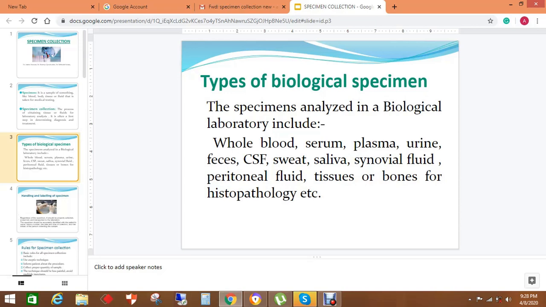Types of biological specimen. As I told you in the previous slide, a specimen could be whole blood, serum, plasma, urine, CSF, seminal fluid, peritoneal fluids, or tissues or bones or muscles. It could be anything that is obtained from the human body.